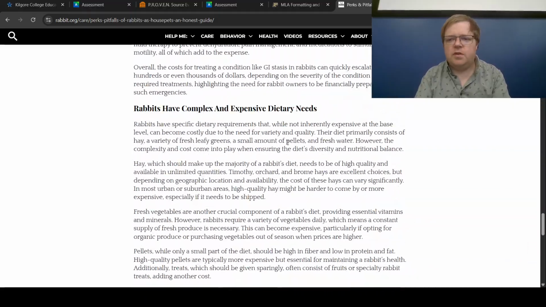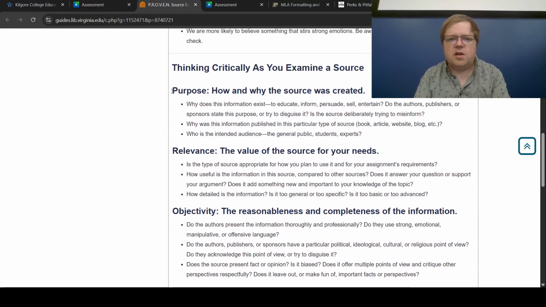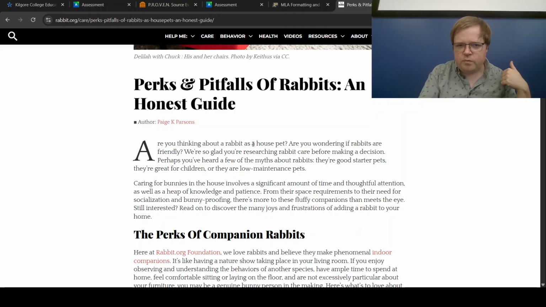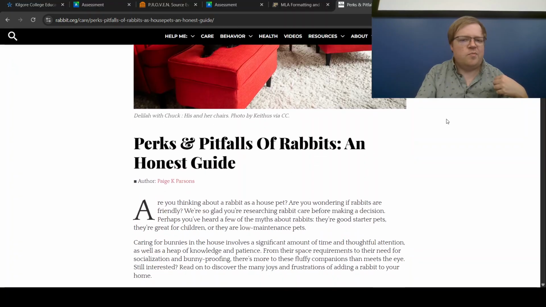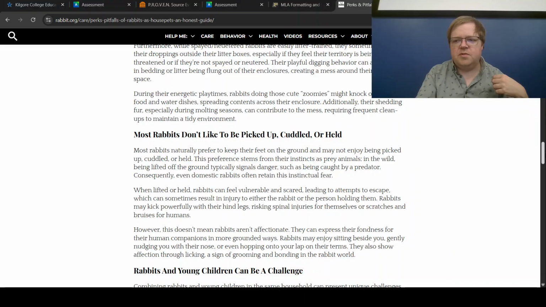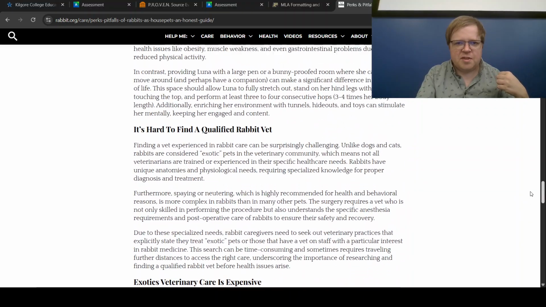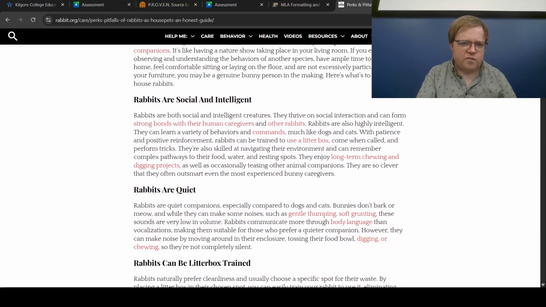And so to take this one through the PROVEN method, purpose. I've read over this article, and the purpose is they are trying to inform you about whether you want to actually own a rabbit or not. This place doesn't sell rabbits. They don't have rabbit products that they're trying to sell you. There isn't a whole bunch of advertisements all over this page. Those are all good things that show me that this is an article that is trying to inform me.